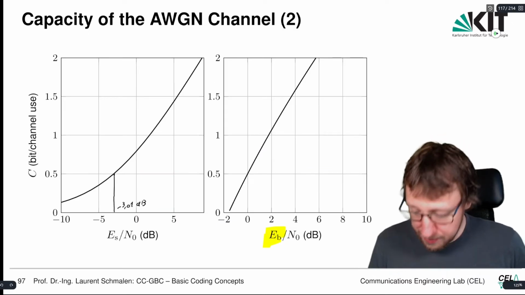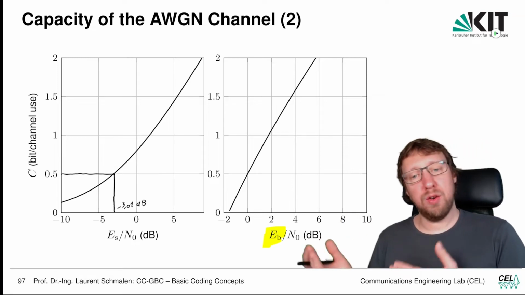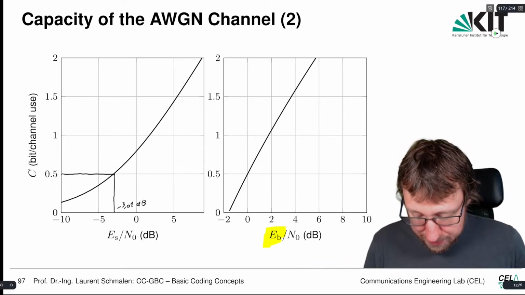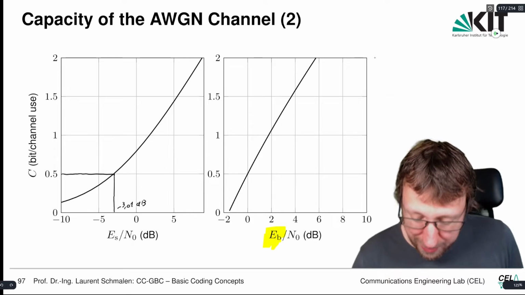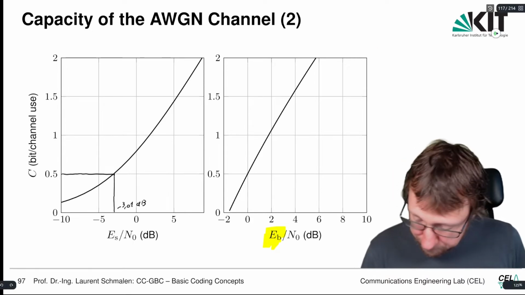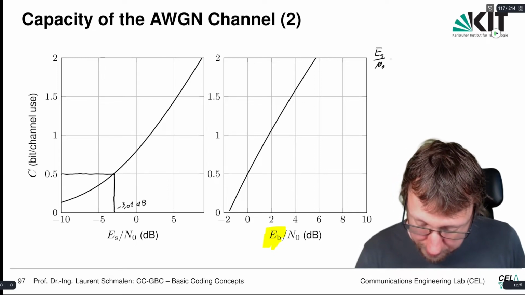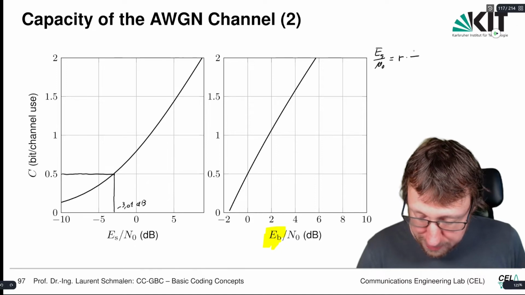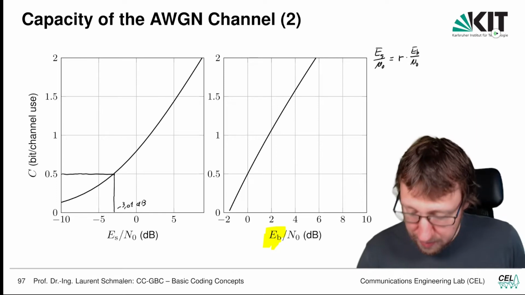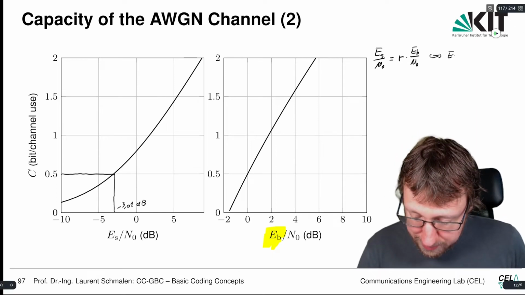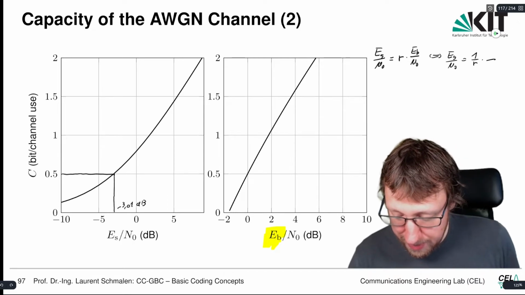Okay, so we are at 0.5. So now how do we get to EB over N0? What we do is we start from the fact that EB over N0, or ES over N0, is equal to the rate times EB over N0. Remember chapter 1. So we can say that EB over N0 is equal to 1 over the rate times ES over N0.